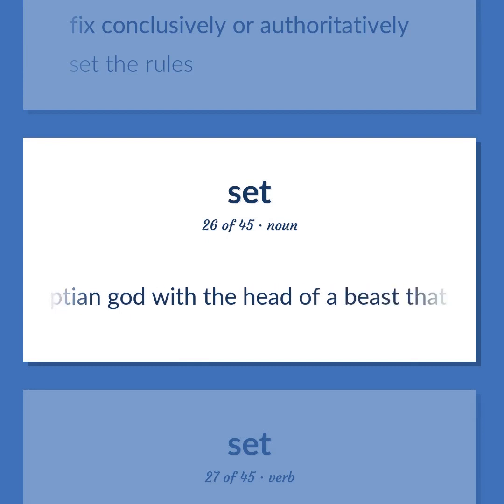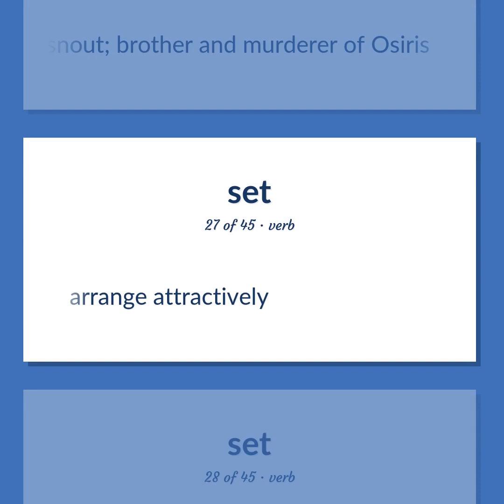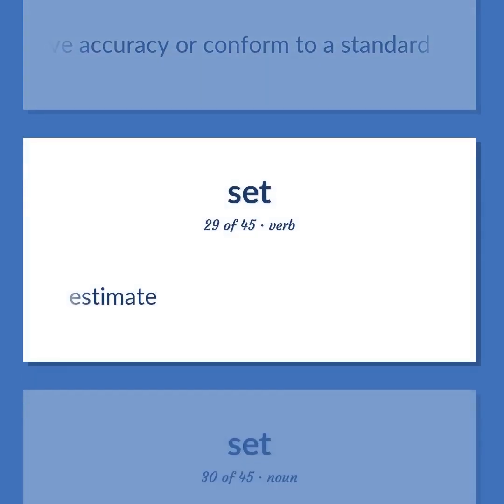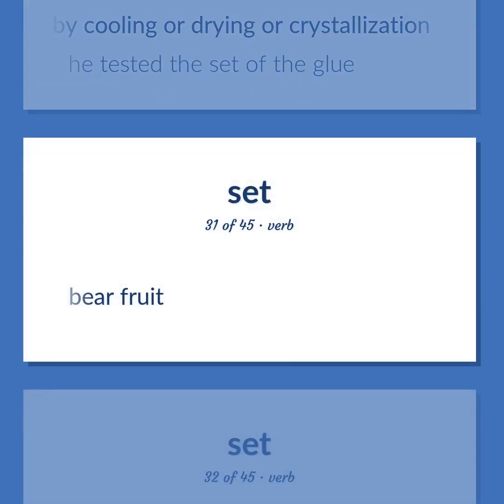Evil Egyptian god with the head of a beast that has high square ears and a long snout, brother and murderer of Osiris. Arrange attractively. Alter or regulate so as to achieve accuracy or conform to a standard. Estimate. The process of becoming hard or solid by cooling or drying or crystallization. He tested the set of the glue. Bear fruit.